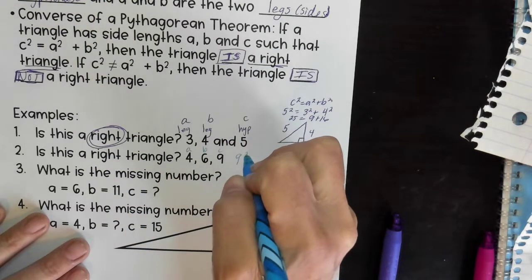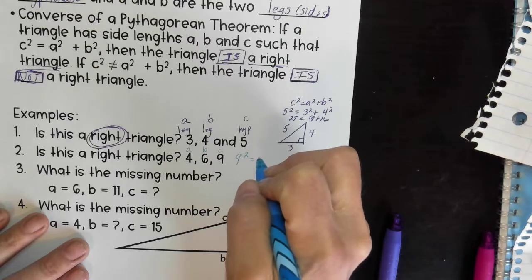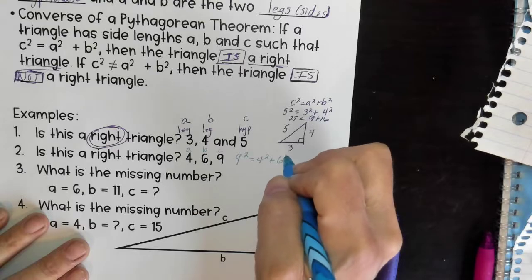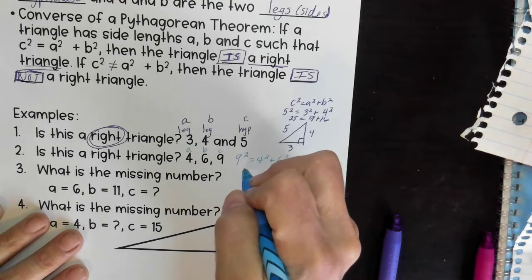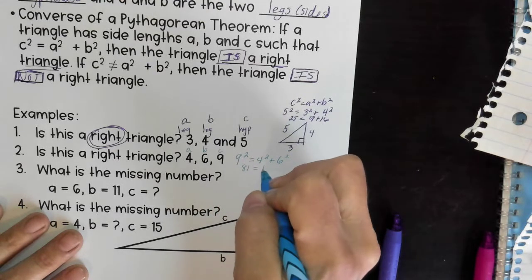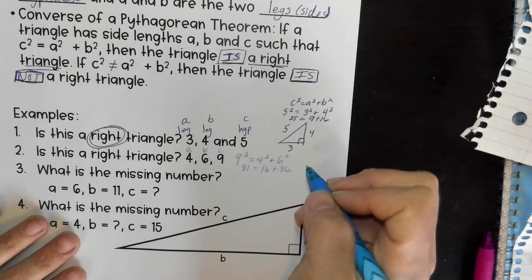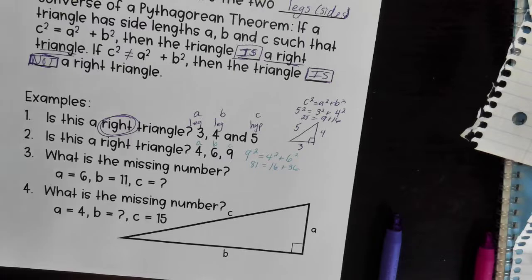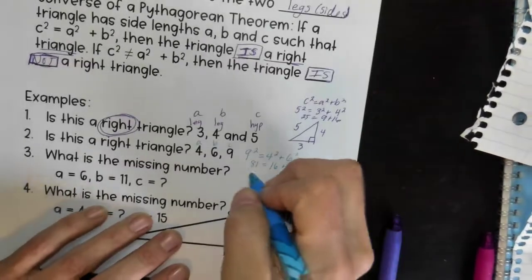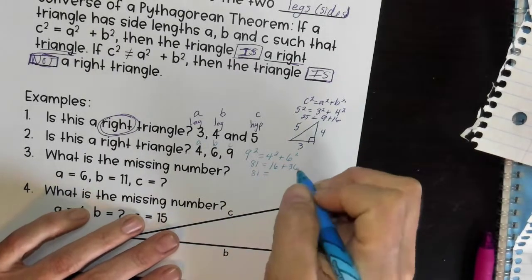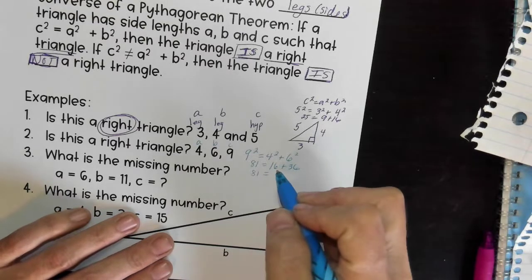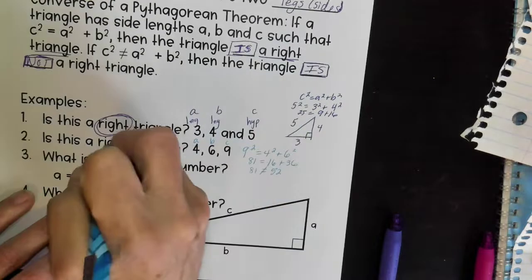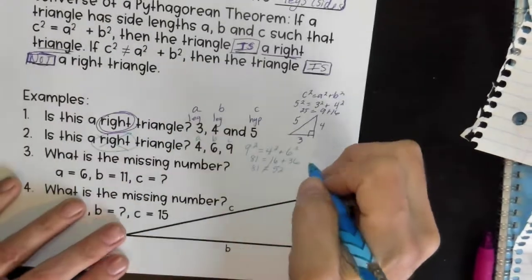So I want to check: is c squared equal to the leg with a length of 4 squared plus the other leg with a length of 6 squared? 9 squared is 81, 4 squared is 16, and 6 squared is 36. Does 81 equal 16 plus 36? I believe, if we work it out, that's 52. So no, this one is not a right triangle.